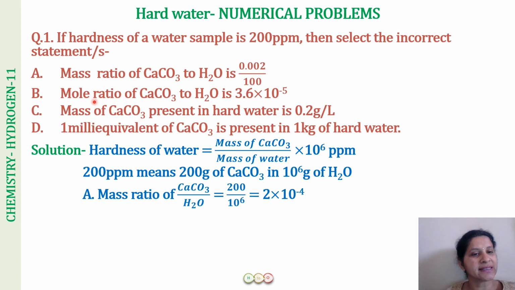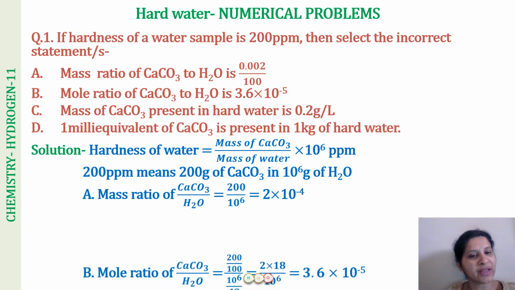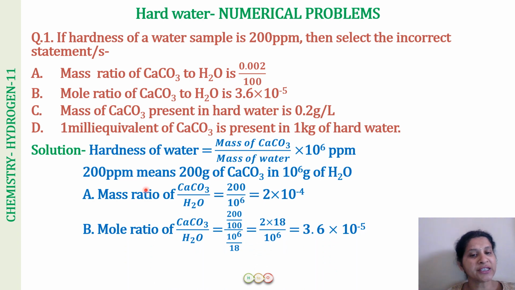Next, let us see the second choice. It asks us to find the mole ratio of calcium carbonate to water. Again, this is very simple. You know the masses of calcium carbonate and water. What you have to do is just find the moles. The moles of calcium carbonate are the mass divided by the molar mass, so 200 divided by 100, and for water it is 10 power 6 divided by 80. The value that comes up is 3.6 into 10 power minus 5, and in the choice this is given as correct. So the B choice is correct and the A choice is incorrect.